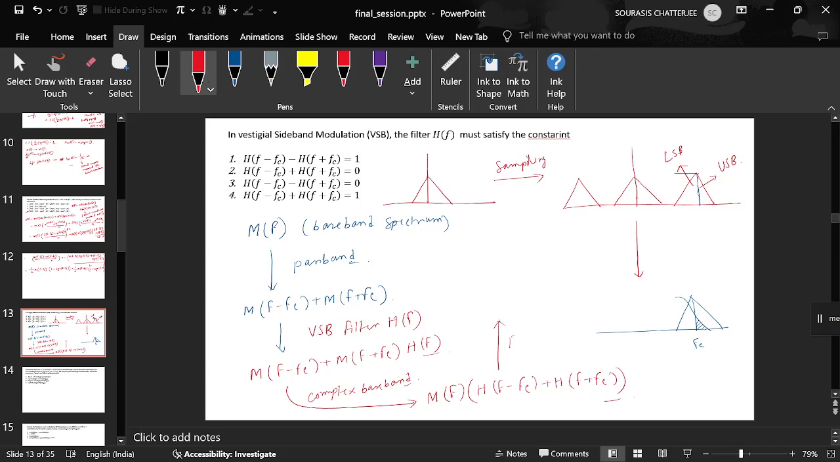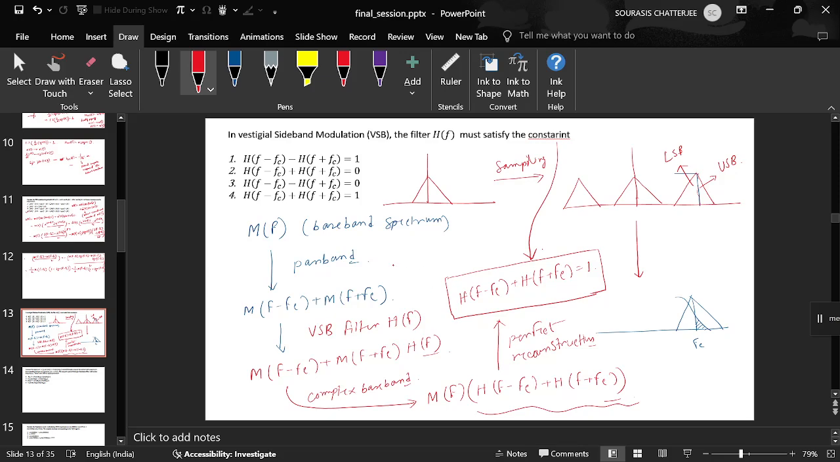Now for perfect reconstruction, you can see from the math here itself, this part should be equal to 1. So that is the condition that the filter for vestigial sideband modulation should satisfy.